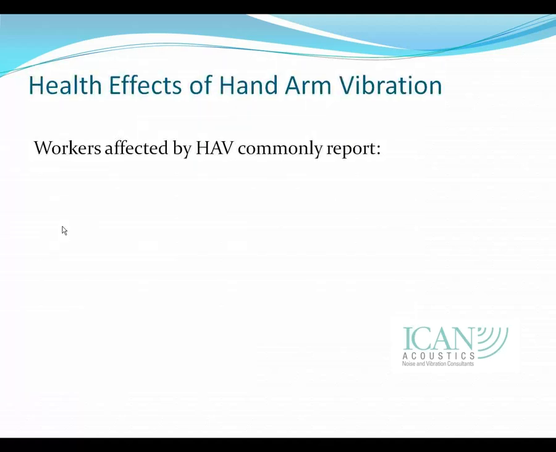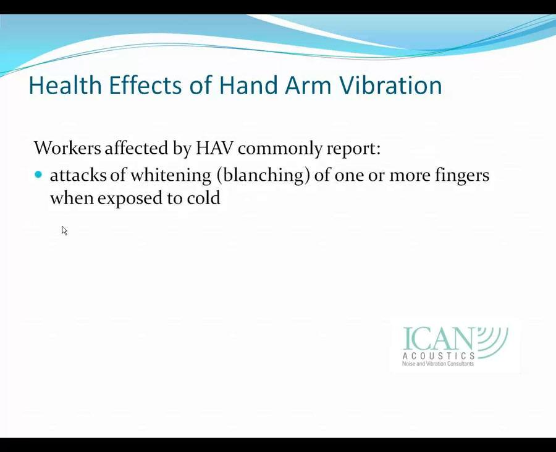So why are we concerned about hand-arm vibration? Well, workers that are affected by hand-arm vibration commonly report the following. They report attacks of whitening or blanching of one or more of the fingers when exposed to the cold. So this is an attack that comes on the hand. It's like a blanching effect that happens, but they only start to notice it when the hand becomes cold.